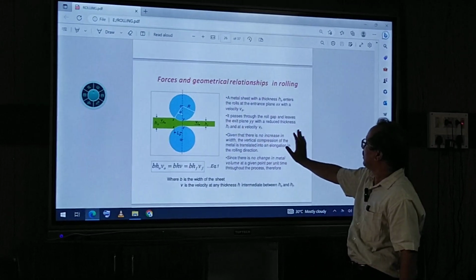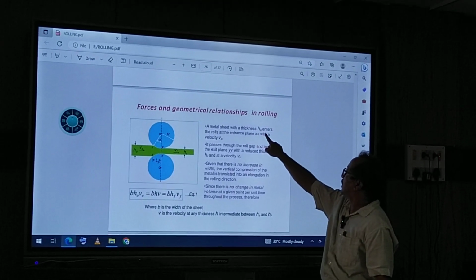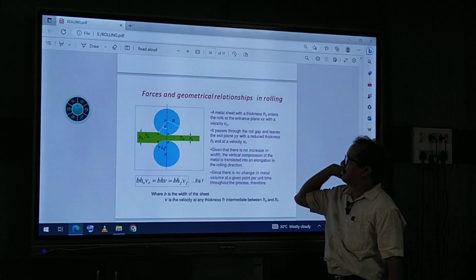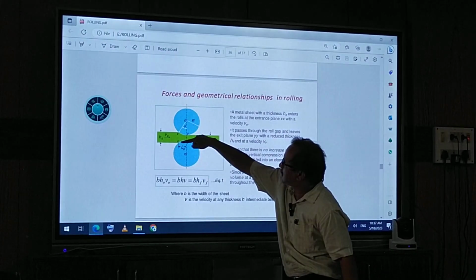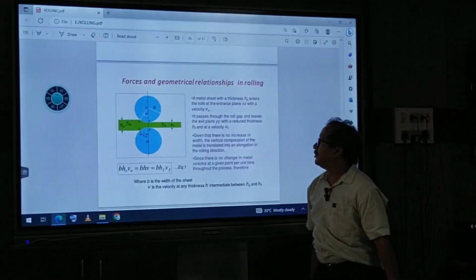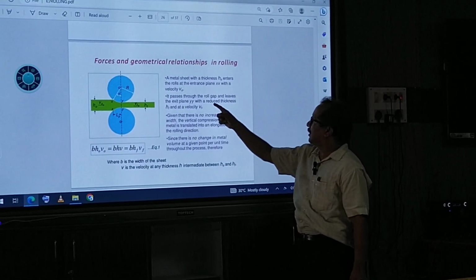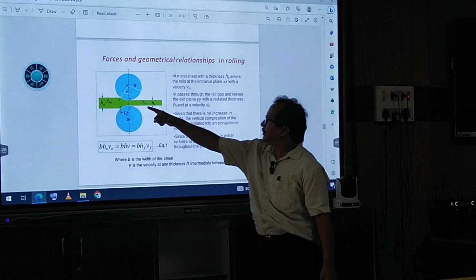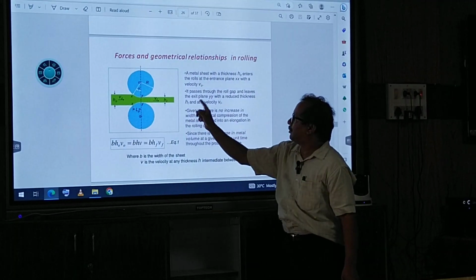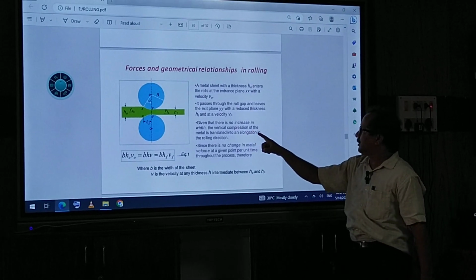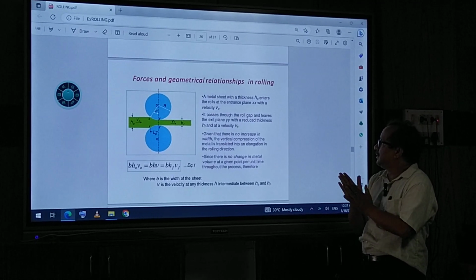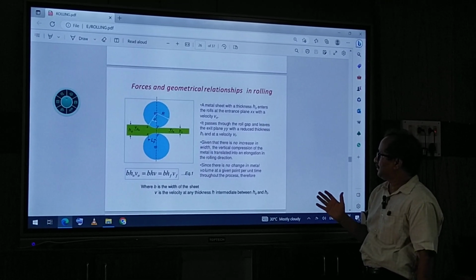So everything is here. You see the metal sheet with thickness H0 enters the roll at the entrance plane XX with a velocity V0. So this is the x axis. In this x axis, metal of H0 enters with a velocity V0, passes through the roll gap and leaves the exit plane YY with a reduced thickness HF and velocity VF, given that there is no increase in width. So there is no increase in width, only its height is decreased and velocity increased.